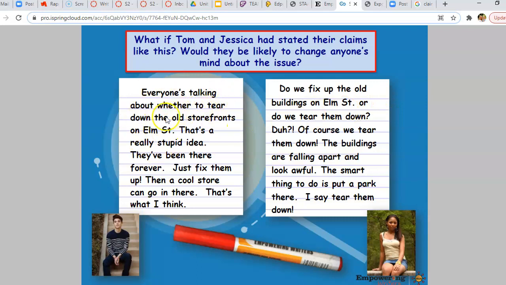Everyone's talking about whether to tear down the old storefronts on Elm Street. That's a really stupid idea. They've been there forever. Just fix them up. Then a cool store can go in there. That's what I think.